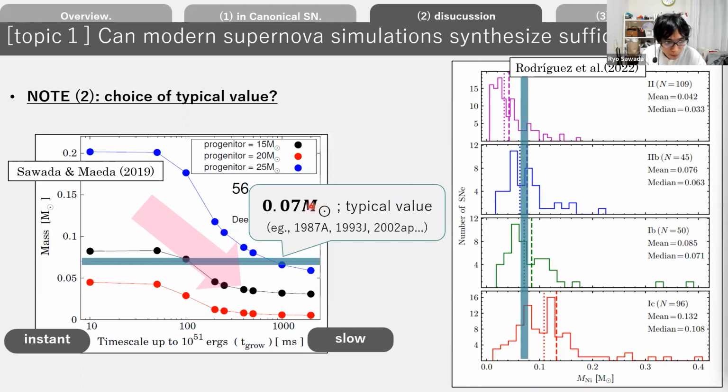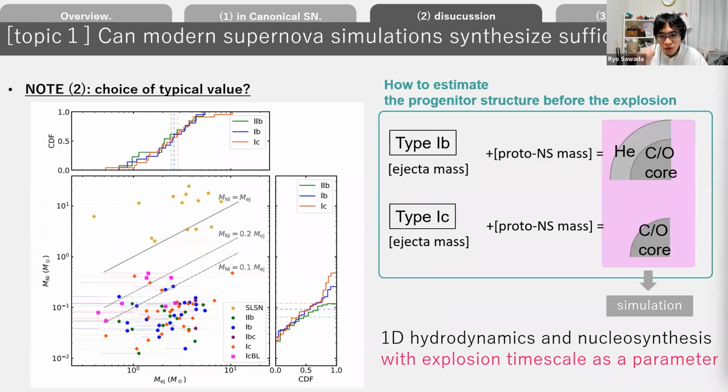So how much value is correct is unclear. We therefore re-estimate the nickel abundance from the supernova, from our own observation, using unified methods. Type Ib supernovae are known to explode from a helium core star, and type Ic supernovae from a carbon core star. So we then estimate the matching core by adding a fixed 1.4 solar mass to the ejecta mass estimated from observation.